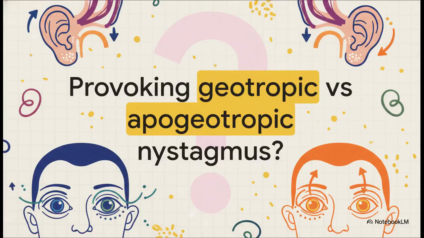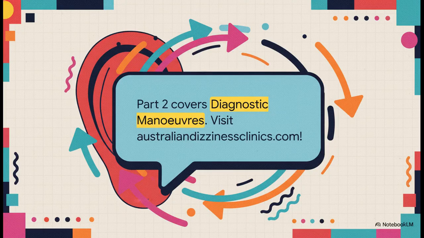Okay, so you now understand the anatomy, you know the variant symptom patterns, and you are well aware of the red flags. But how exactly do you provoke and interpret the nystagmus safely in the clinic? How do you reliably trigger and differentiate that geotropic versus apogeotropic response we were just talking about? Well, that's exactly what's coming up. In Part 2 of this explainer series, we'll be covering the diagnostic maneuvers themselves, the exact technique and interpretation for the Dix-Hallpike and the supine roll.